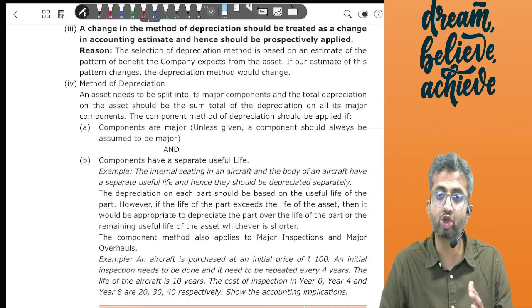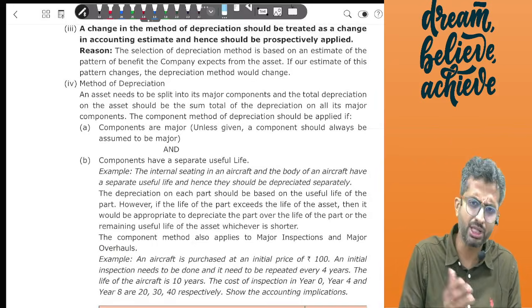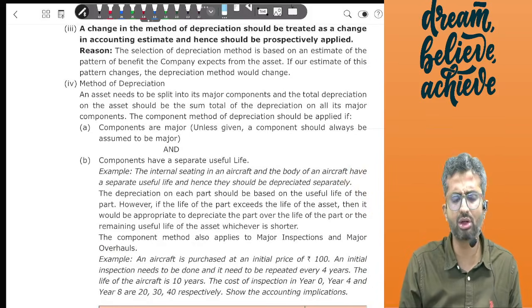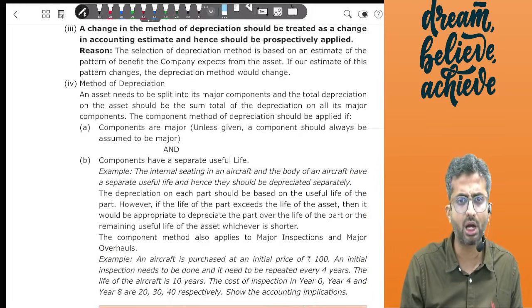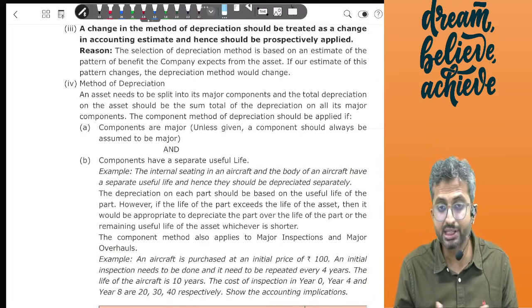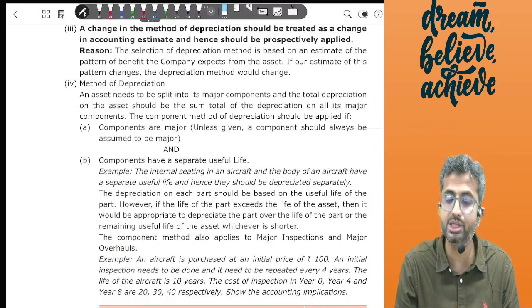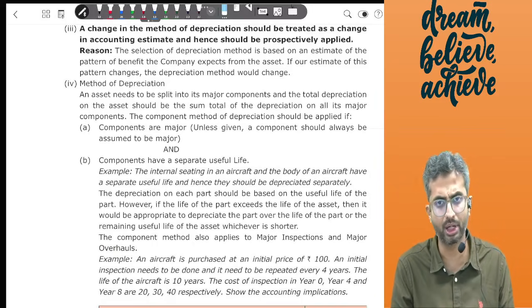Some entities might also opt to show the furniture element separately and the flat element separately. If you decide to do that, then the flat element is 300 minus the depreciation of 6 rupees. The furniture element is 30 minus depreciation of 3 rupees. Nevertheless, irrespective of whether you decide to present it separately or not, if your asset has major components which has a different life as compared to the main asset, then you have to follow component method.